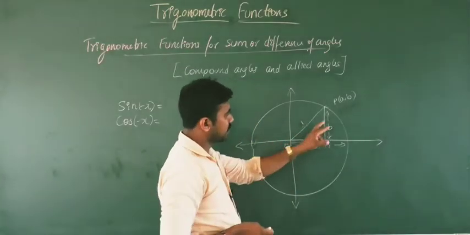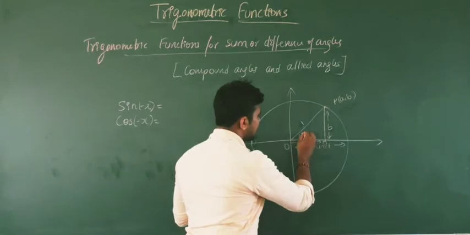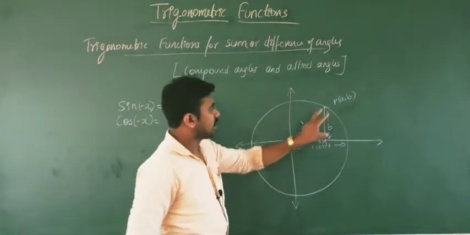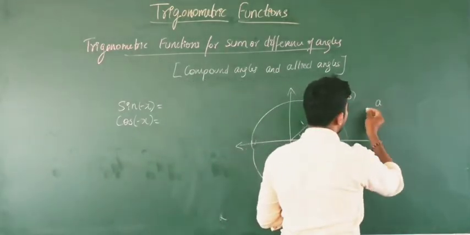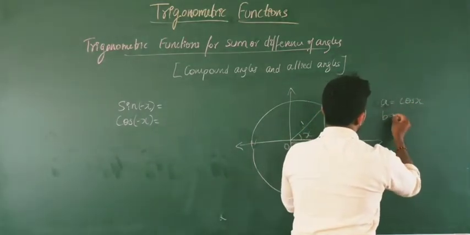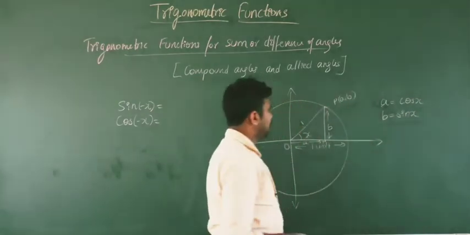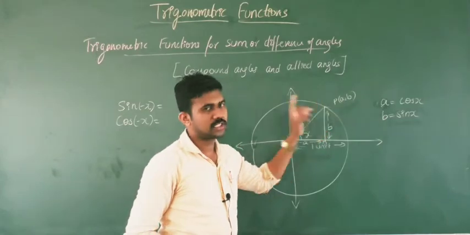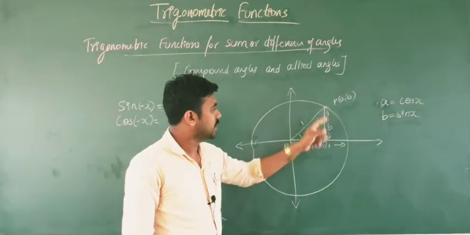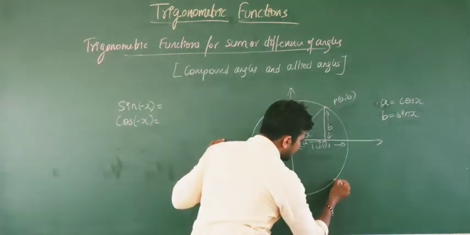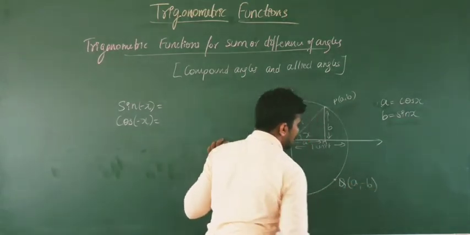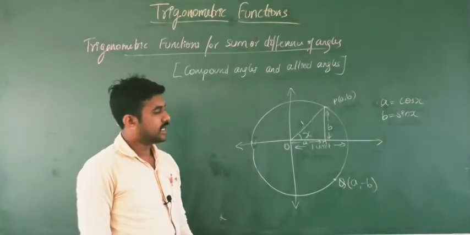So we can say, with the central angle x or theta, anyway you can consider, if the central angle is x, then we'll get cos x is equal to a, or a is equal to cos x, and b is equal to sin x. Here I considered the point in the first quadrant, so the coordinates of point P are both positive. But if you consider the point in the fourth quadrant, then the first coordinate is positive and the second coordinate is negative.